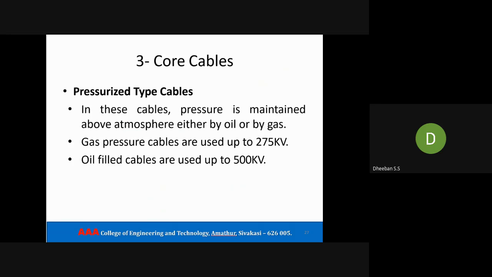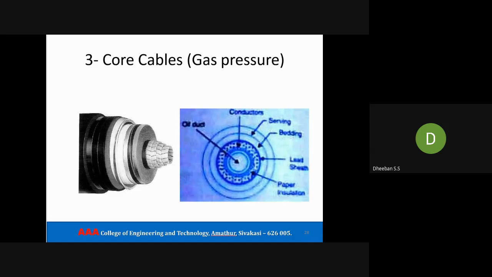So next is about pressurized type cables. In these cables, the pressure is maintained above atmospheric pressure, that is, above 1 atm. The gas pressure cables are used for voltages around 275 kV, and the oil-filled cables will be used for around 500 kV. Why we go for oil-filled, I will be explaining. So this is with respect to your gas pressure cables.